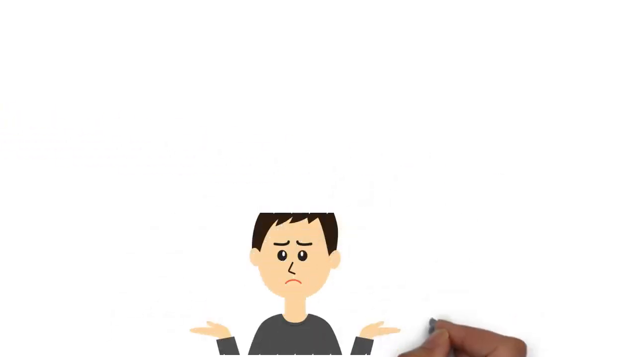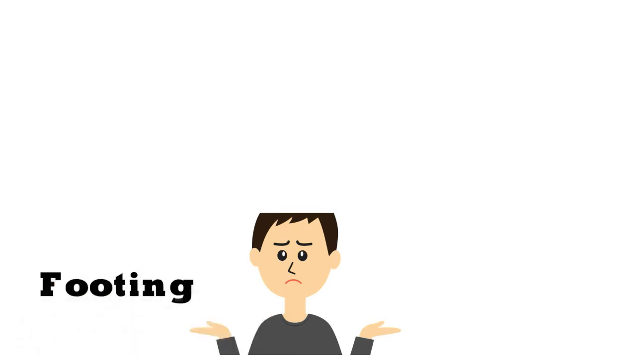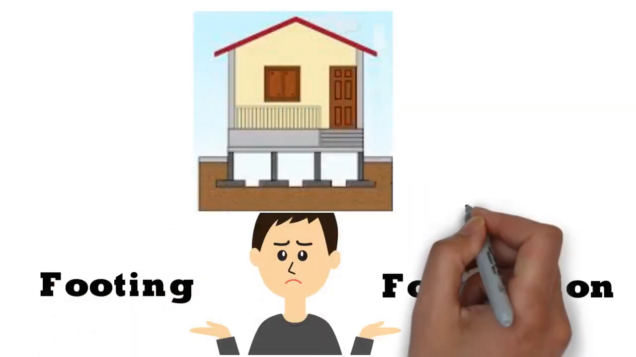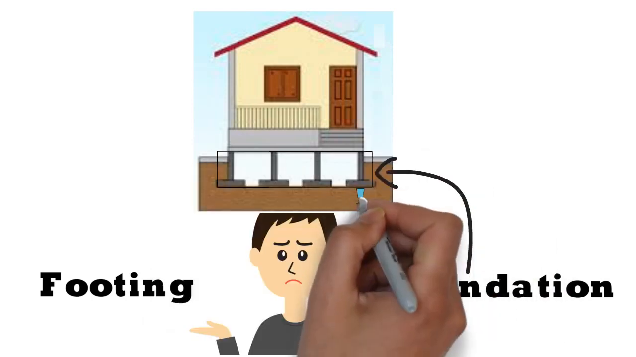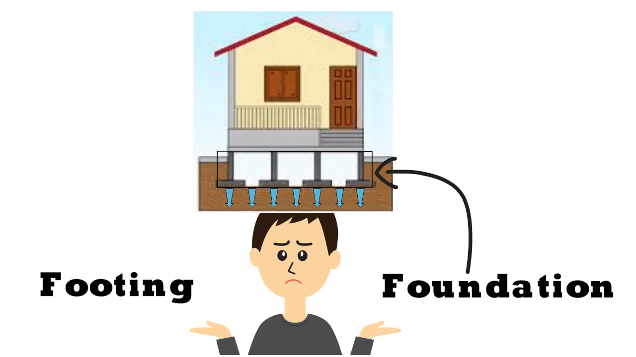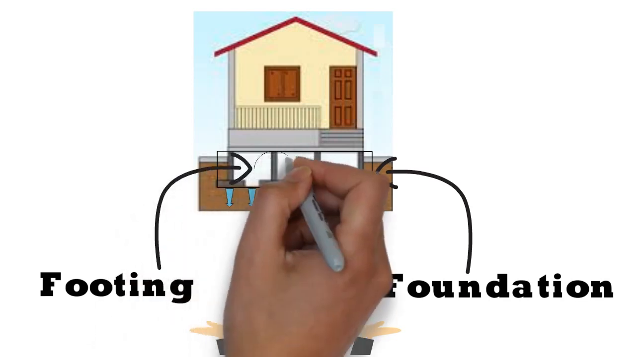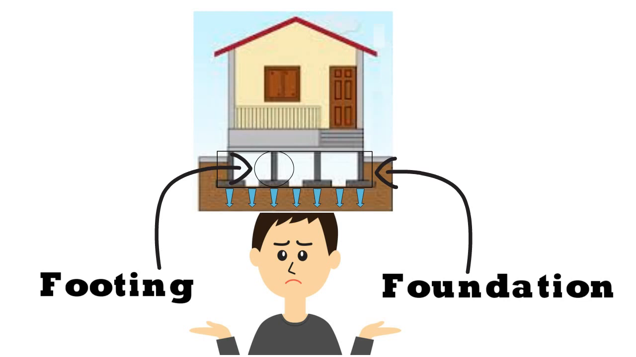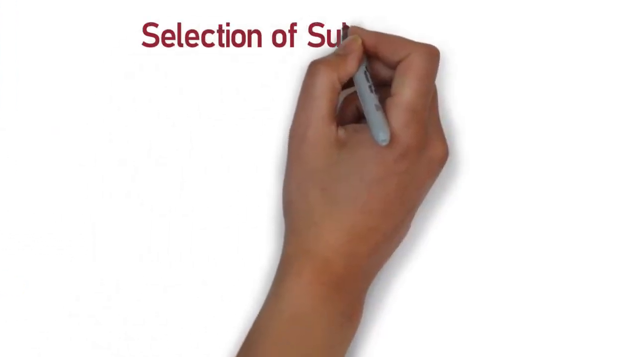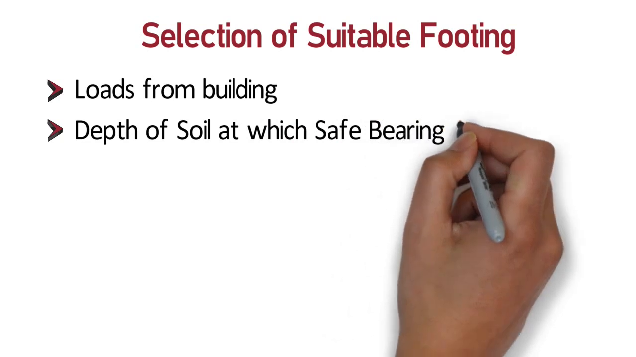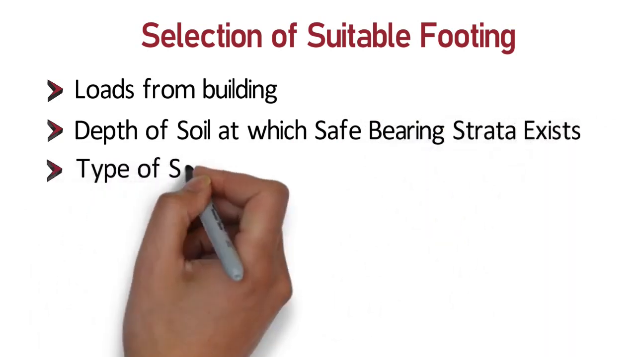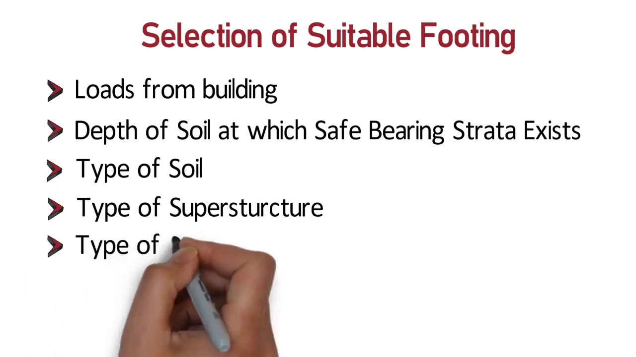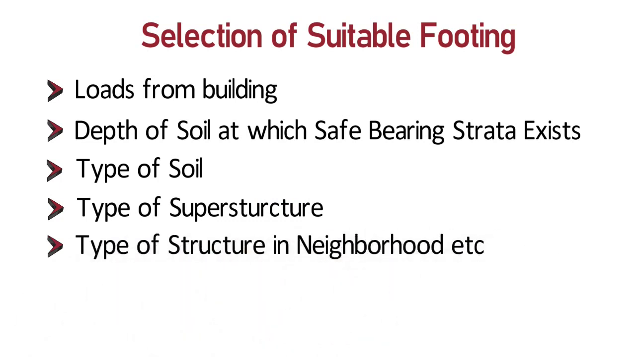Hello friends. Before starting the main topic of this video, first let us understand the basic difference between footing and foundation. Foundation is a lower portion of a building structure that transfers entire load of the building to the soil below. Whereas footing is a foundation that is constructed under the base of wall or column. Selection of suitable footing depends on many factors such as loads from building, depth of soil at which safe bearing strata exist, type of soil, type of superstructure, and type of structure in neighborhood, etc.